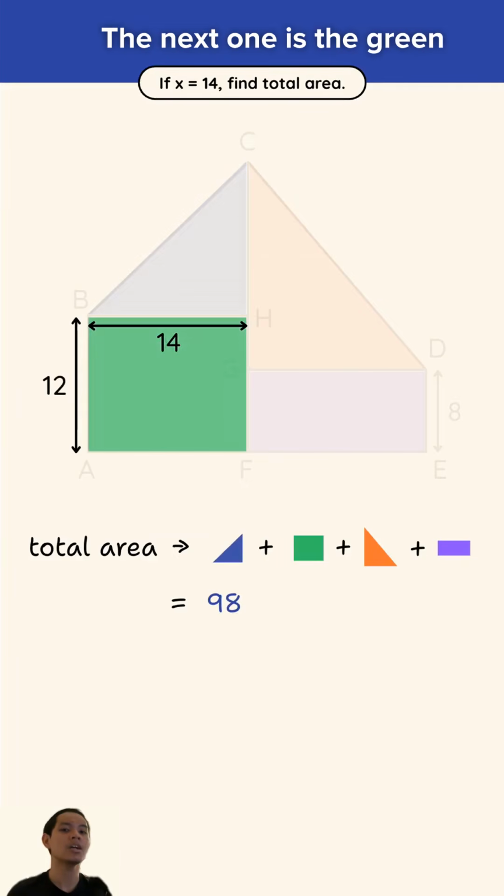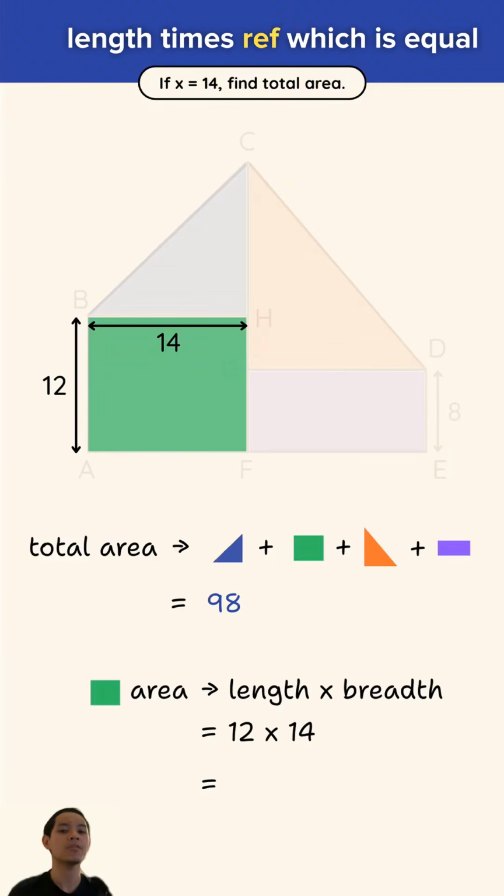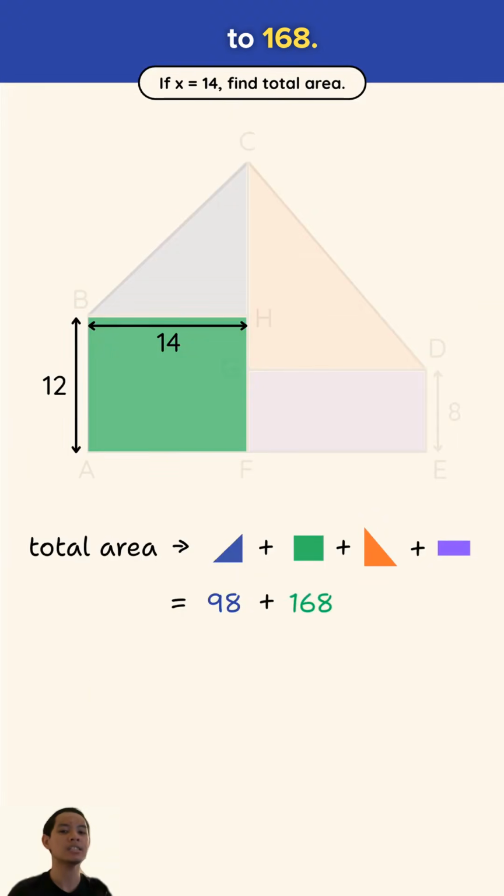The next one is the green rectangle at the bottom. Since we know one side is 14 and the other side is 12, that means the area is basically length times breadth, which is equal to 168.